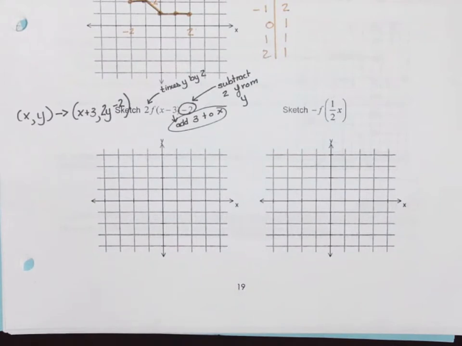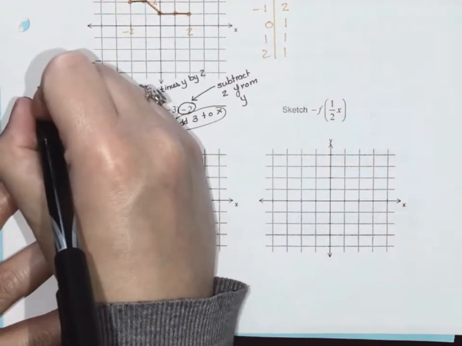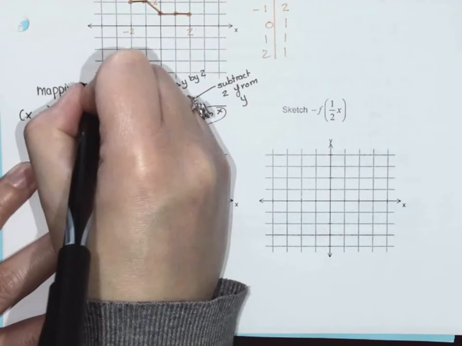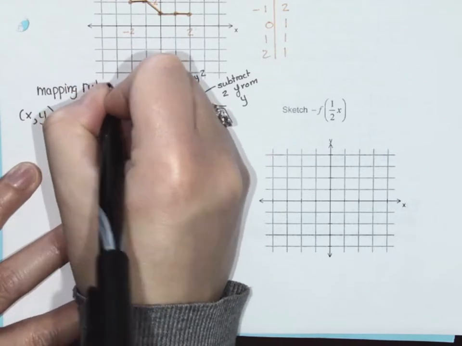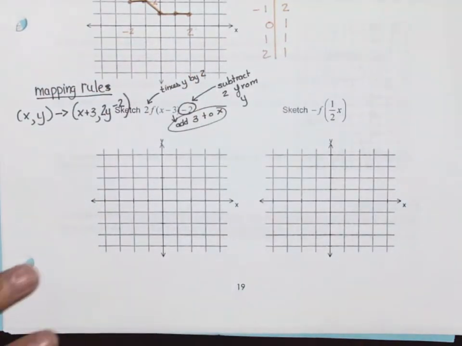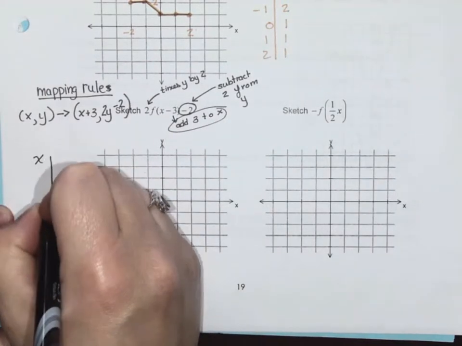If I look at it like that, it makes a lot more sense when I do my mapping rule. This question didn't ask for it, but sometimes I find that makes it easier for me to see. So now I'm just going to do my new table of values.